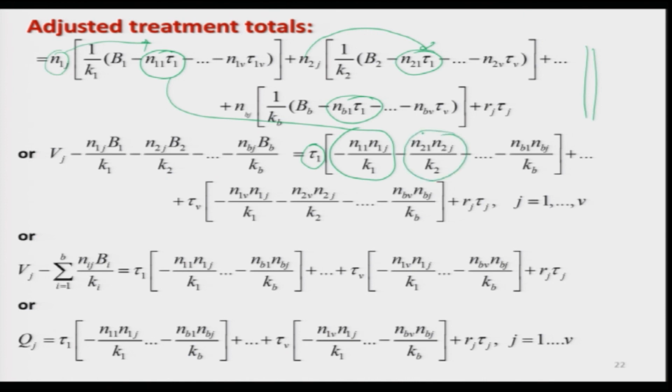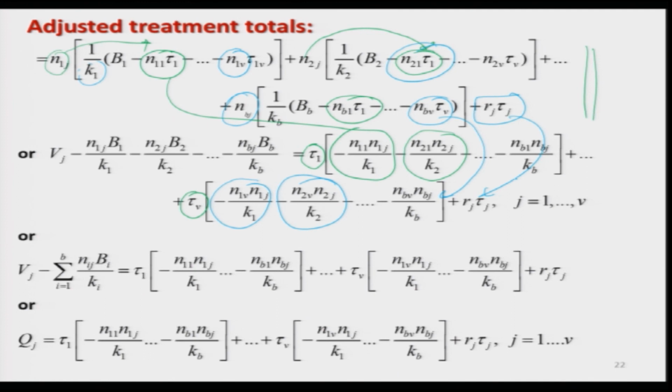Then I try to do the same exercise with each of the coefficients tau 1, tau 2, tau v. For tau v, this is n 1 j into n 1 v, which is coming from here and divided by k 1, and similarly from here n 2 1 into n 2 j divided by k 2, and simply n b v into n b j divided by k b here, and this term r j tau j appears as such. So, now I try to write down all these terms.